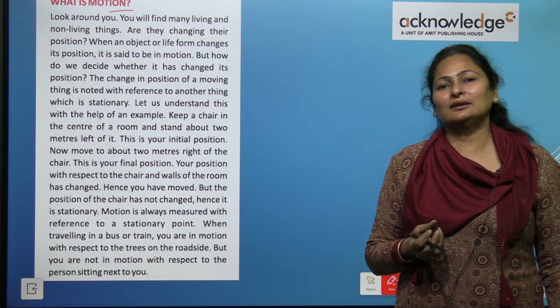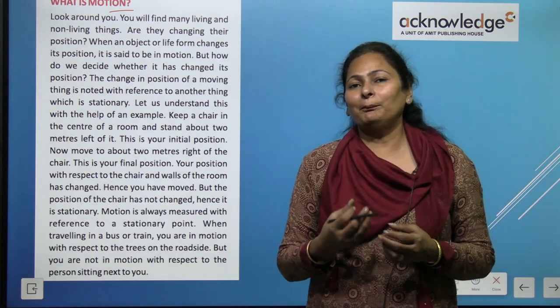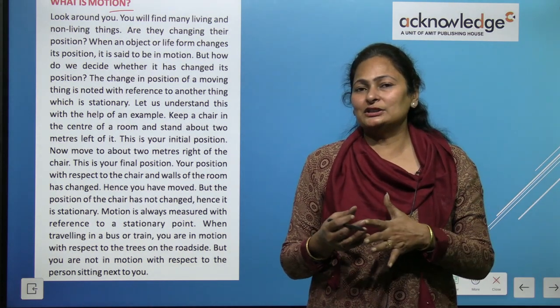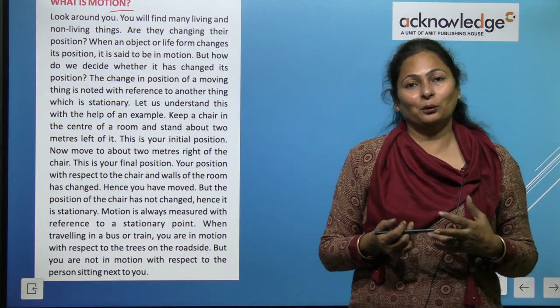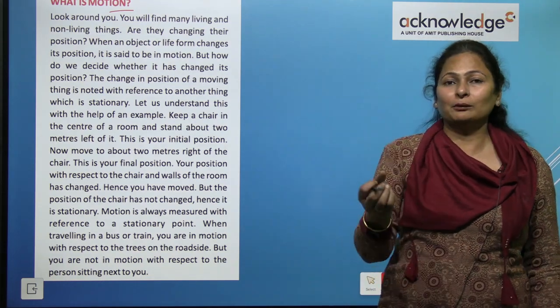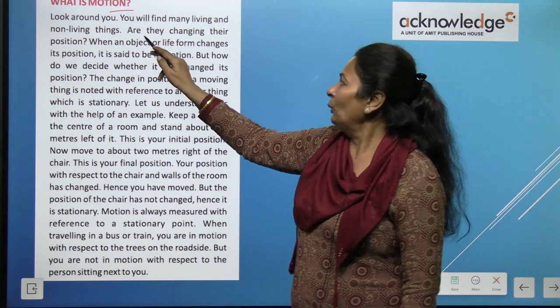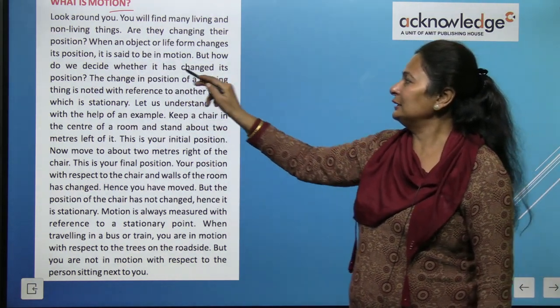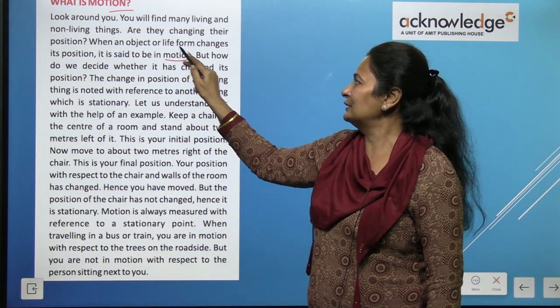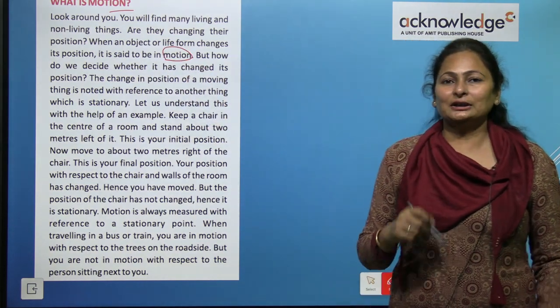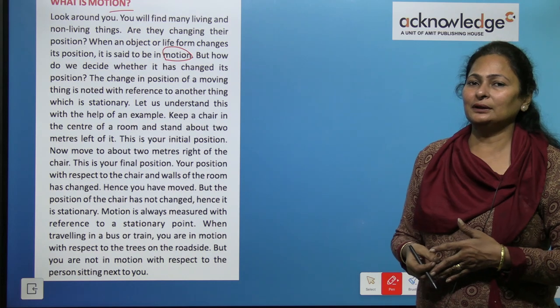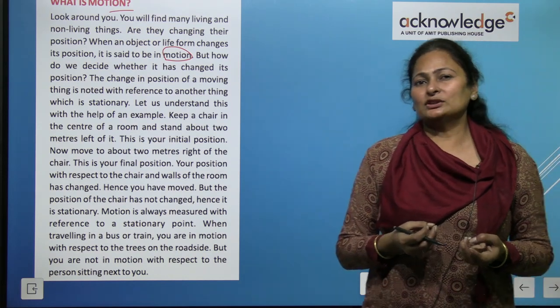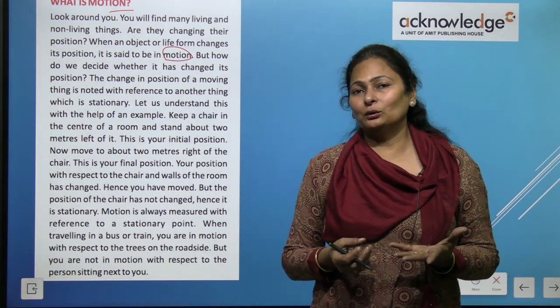But non-living things cannot move from one place to another on their own, right? We need to push them or pull them. So, when an object or living thing changes its position, it's said to be in motion. I told you in the last chapter, there was a difference between motion and locomotion.